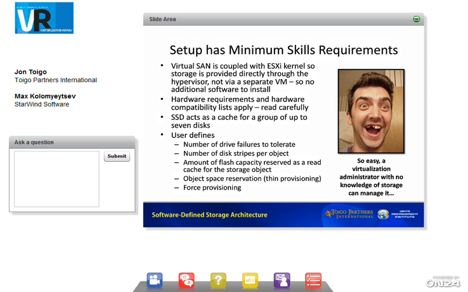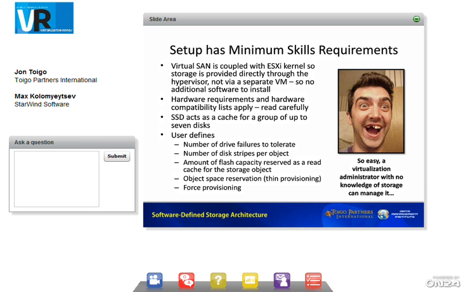Okay, vSAN is tightly integrated with the ESXi kernel, and that means that the storage is provided directly through the hypervisor and not through a separate virtual machine, which is the way you do it if you're using a product like Nutanix. It also means that vSANs require no additional software installation beyond vSphere itself, and that is the ESXi hypervisor and the VMware vCenter server.